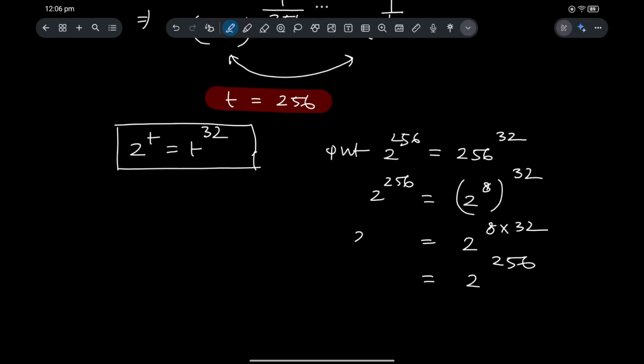So basically we verified the result, both are equal. So the value of t is 256.